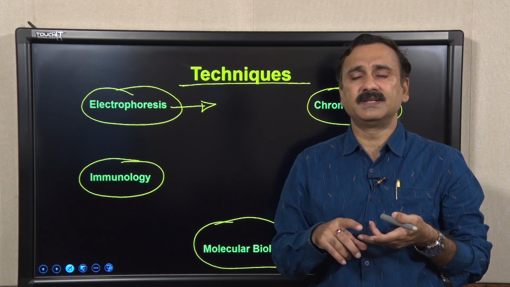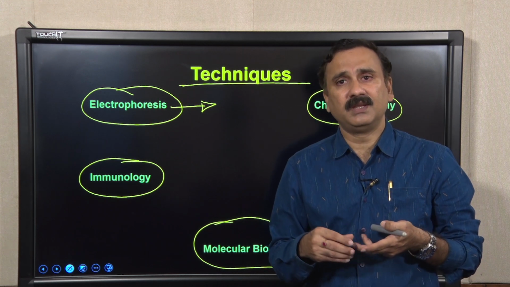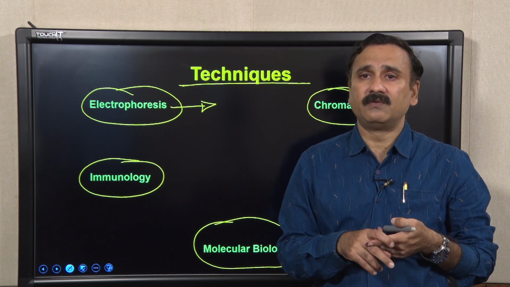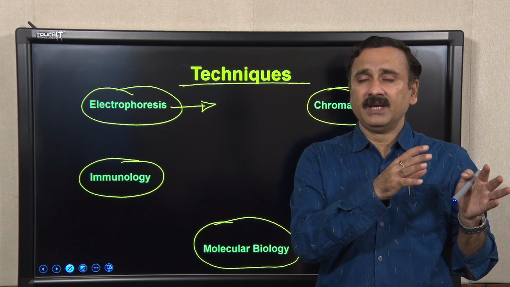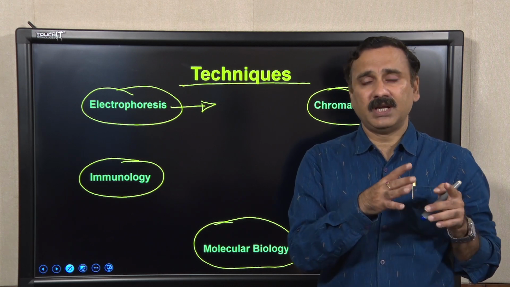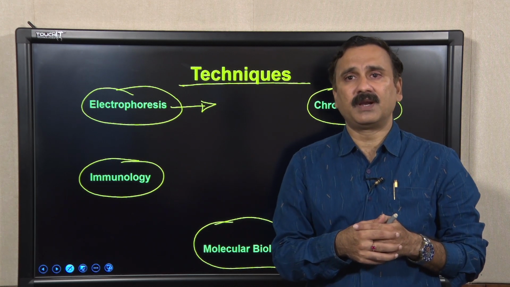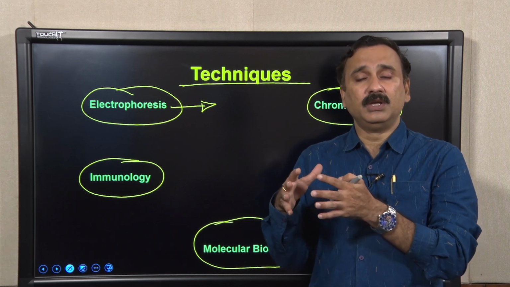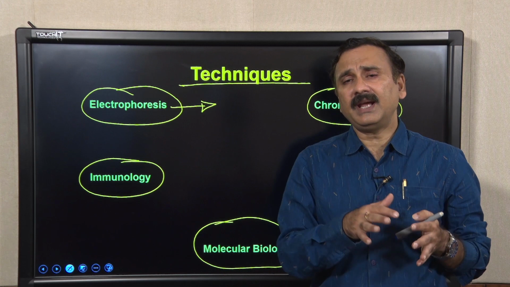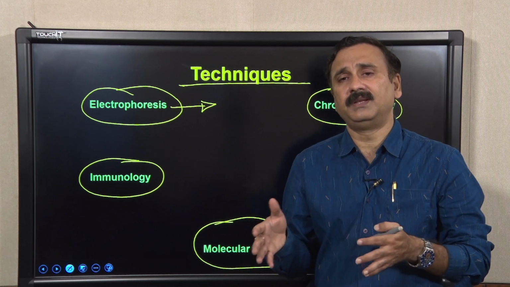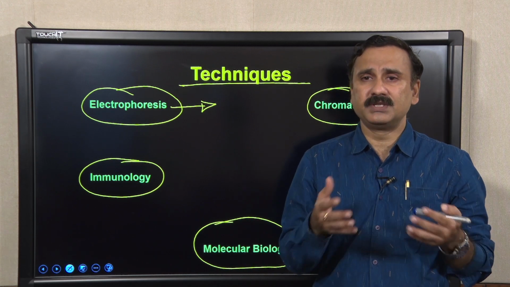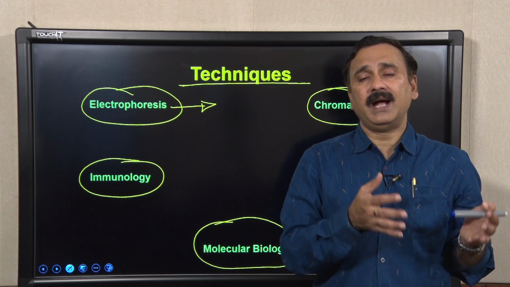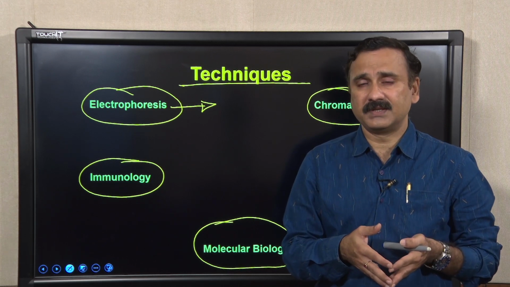Following that, we discussed the different variants of electrophoresis, like vertical electrophoresis and horizontal gel electrophoresis. Within vertical gel electrophoresis, we discussed SDS-PAGE or denaturing gel electrophoresis, native gel electrophoresis, as well as urea-PAGE. Whereas in horizontal gel electrophoresis, we discussed agarose gel electrophoresis or high resolution horizontal gel electrophoresis.